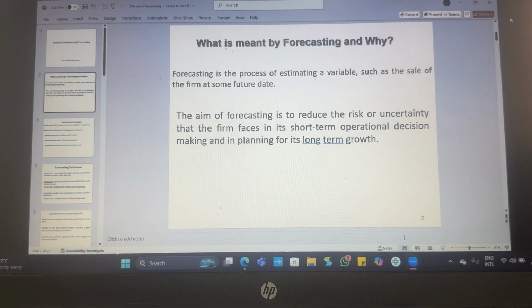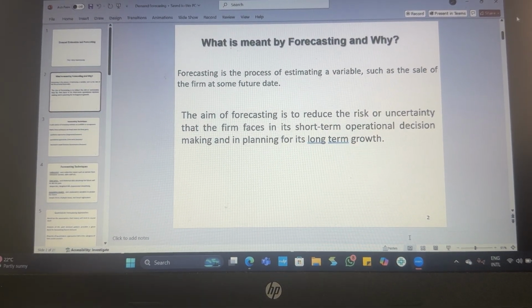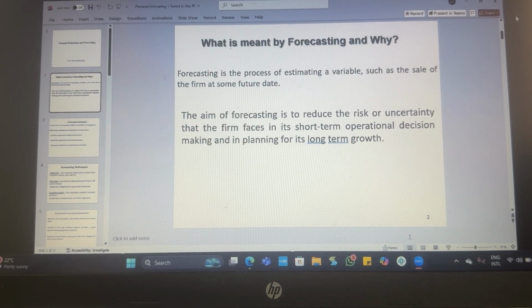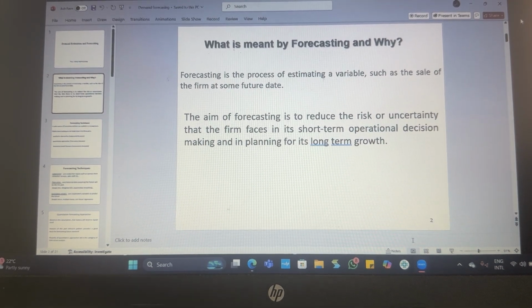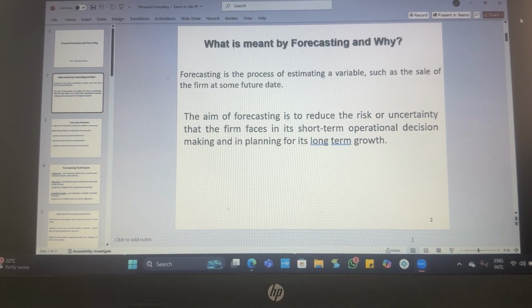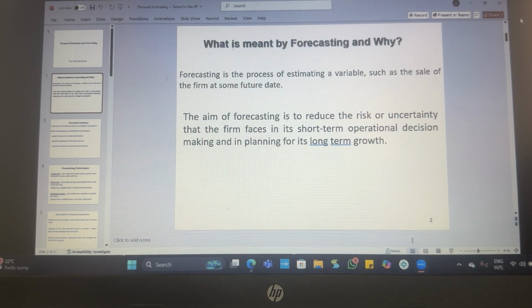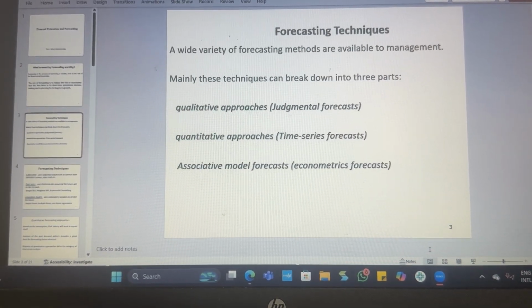The aim of forecasting is to reduce risk and uncertainty, because businesses always involve risk and uncertainty. So if we can minimize those, it is much better. This is the risk or uncertainty that a firm faces in short-term operational decision making and in planning for its long-term growth. For both, it is very important. So that's why we're paying big attention to this.